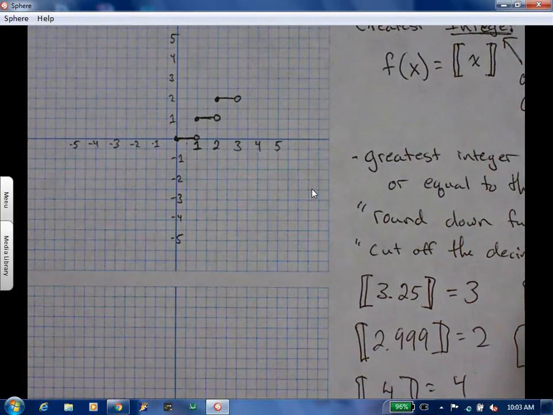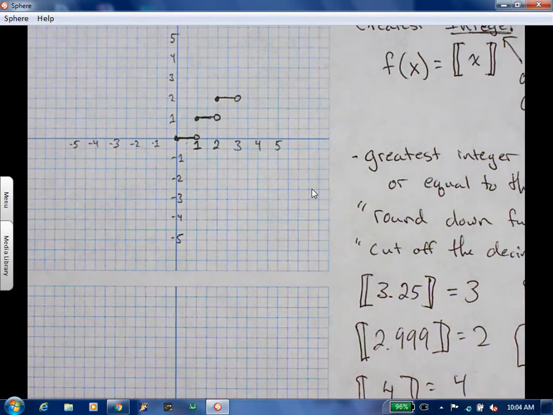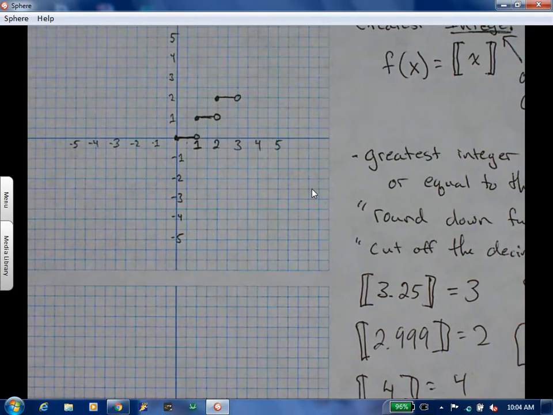No, just this. You do not connect these vertical parts. Good question. You do not connect the vertical parts. These are what we call a jump discontinuity. The graph jumps.